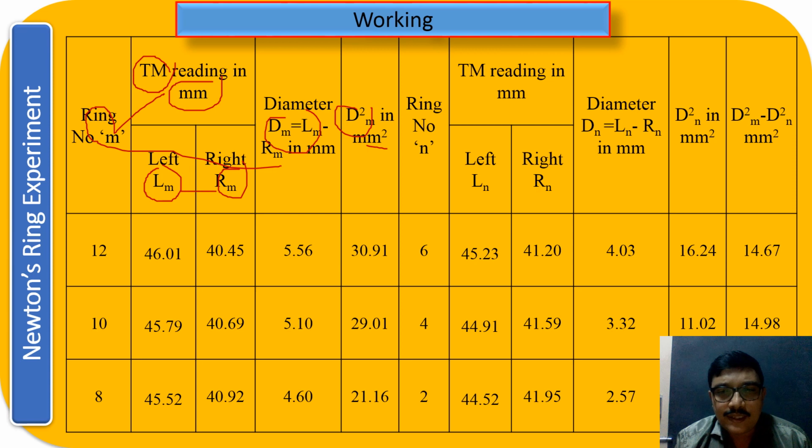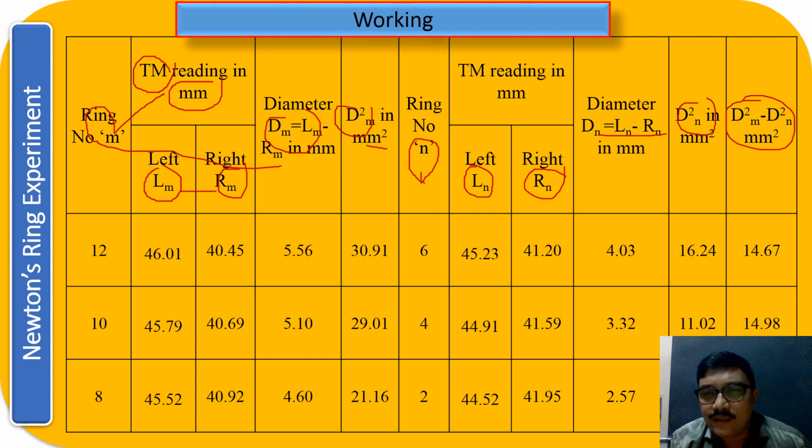Then we shall name a few rings as n, right? Then Ln is the left side reading, Rn the right side reading. Then Ln minus Rn gives you the diameter of the nth ring. Then square it, you get D square n. D square m minus D square n is the difference between Dm and Dn squared, measured in mm square, right?